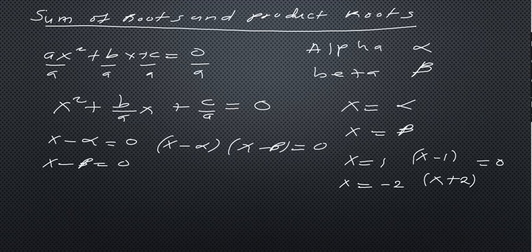So if I multiply x multiplied by x, we are going to get x squared, then x multiplied by negative beta, we are going to get negative x beta or beta x. Then negative alpha multiplied by x, we are going to get negative alpha x. Then negative alpha multiplied by negative beta, we are going to get positive alpha beta. Then is equal to 0.